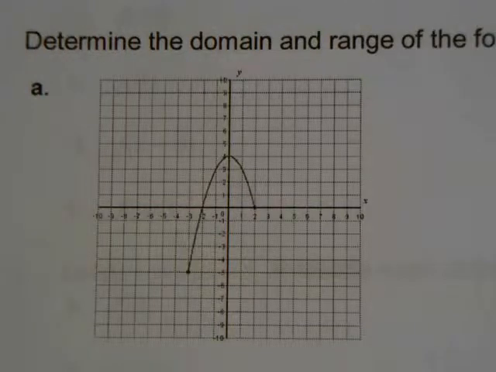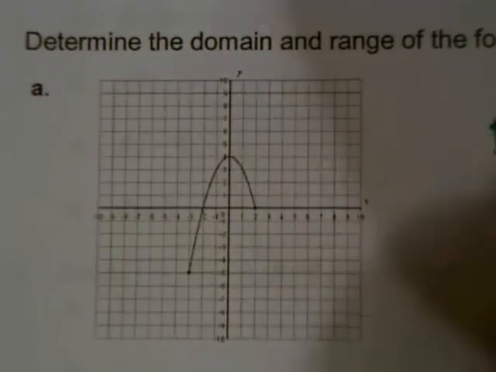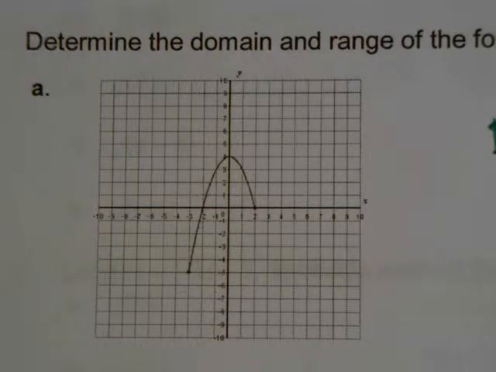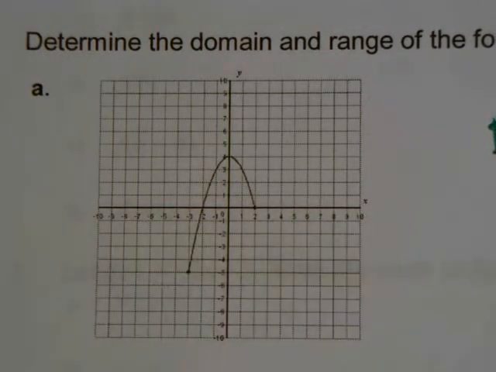Okay, I zoomed in a bit so we can see the numbers here. So, domain means the x numbers. I'm looking at my graph here, and x goes left and right. X goes in this direction. So when I'm looking for domain, what I'm looking for is the furthest left point.